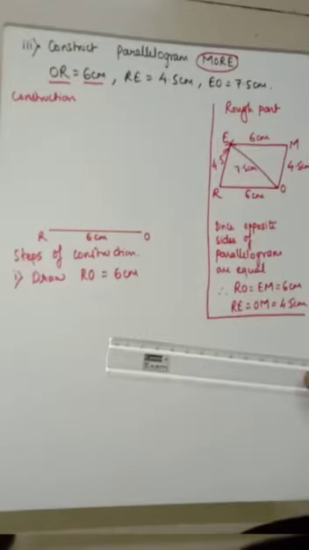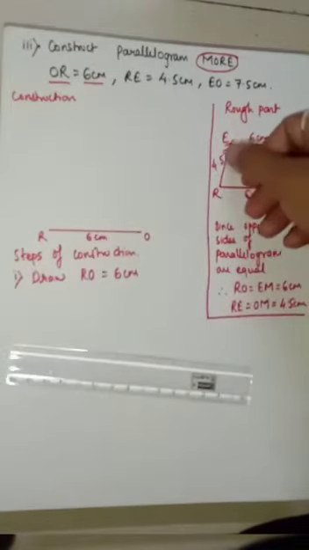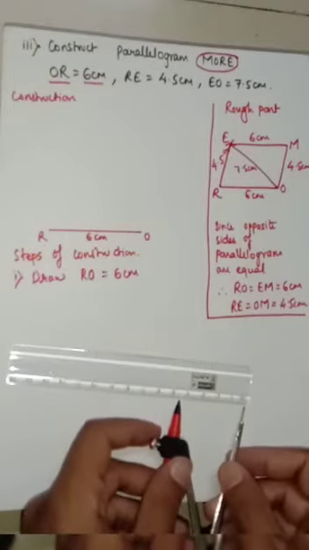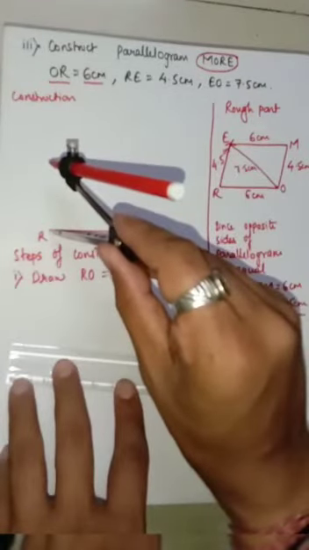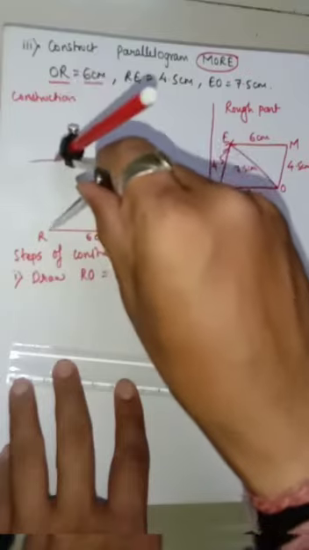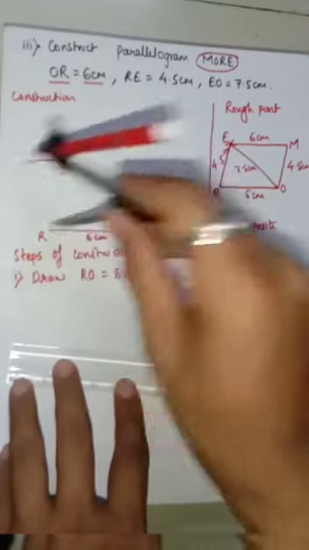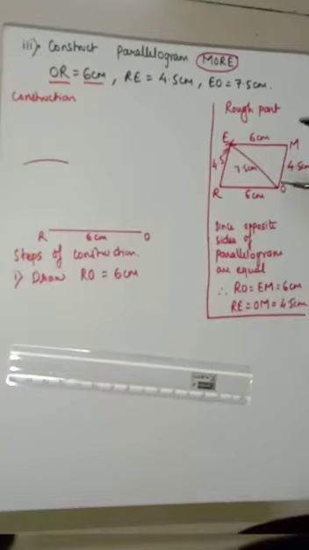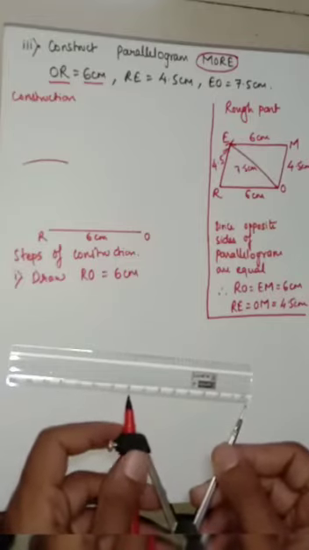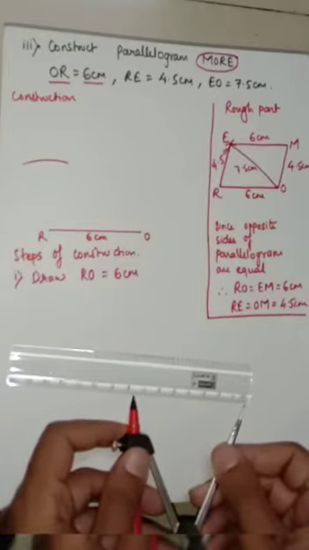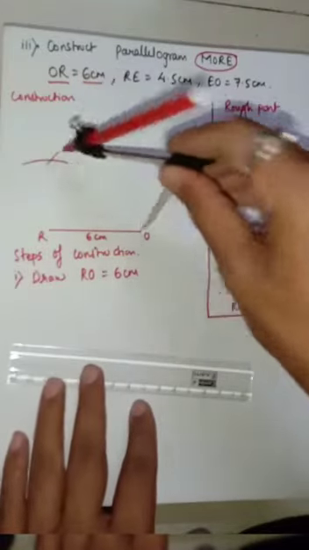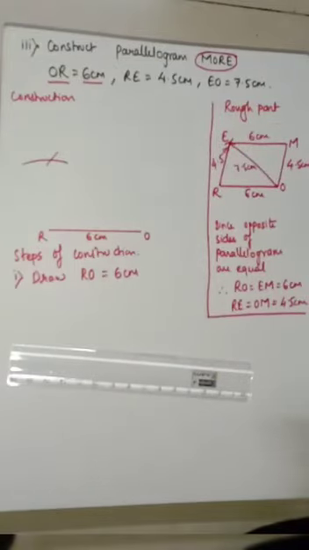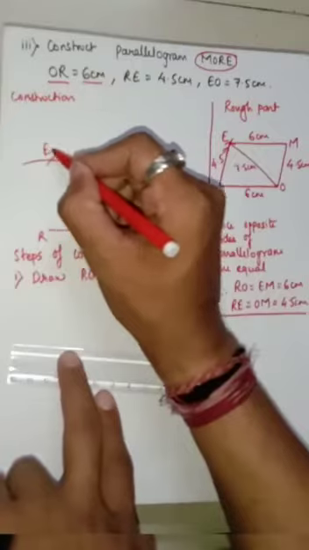So from R, an arc of 4.5. So from R as center, we will draw an arc of 4.5 centimeter, and then from O as center we will draw an arc of 7.5 centimeter. So from O as center we have drawn an arc of 7.5 centimeter intersecting the previous arc, and this point will be E.